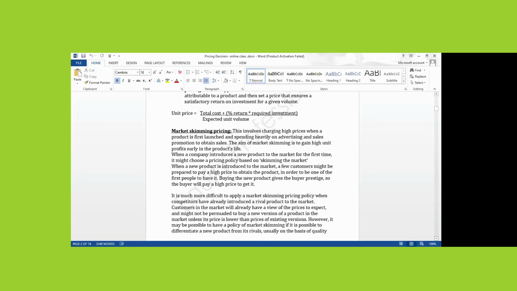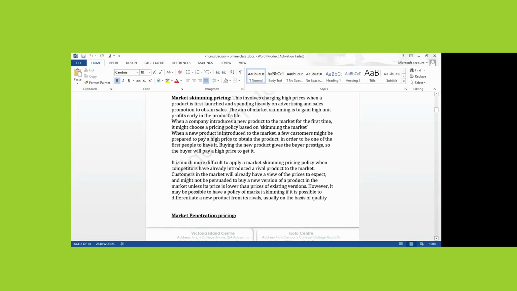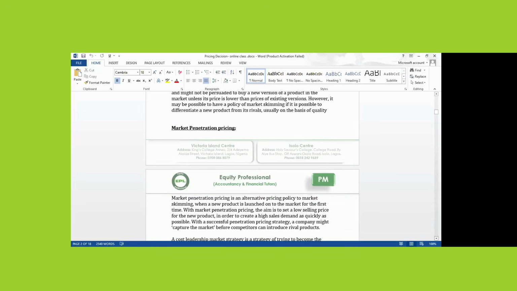Number two strategy, market penetration. Market penetration pricing strategy. This is the opposite of market skimming. A direct opposite of market skimming. An alternative pricing policy to market skimming.